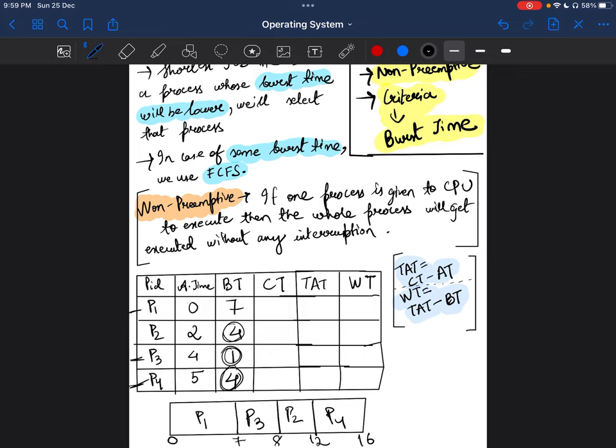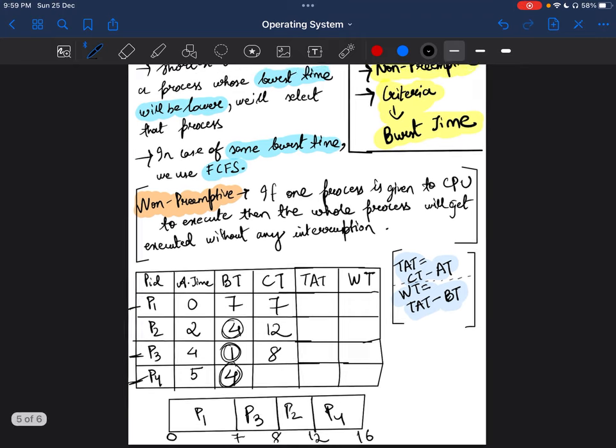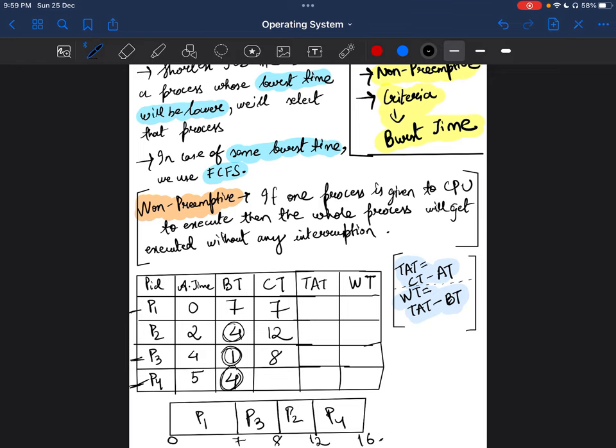The completion time when P1 completed is 7. And when P3 completed, it is 8. And when P2 completed, it is 12. And when P4 completed, it's 16. All right. Now to find this, we have the formulas. That should be easy to find, but still I'll find this.